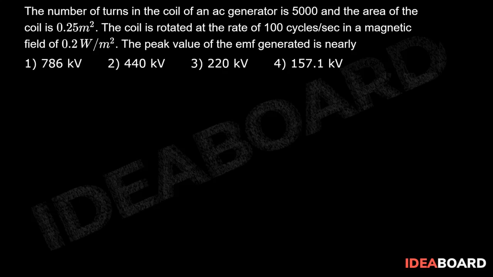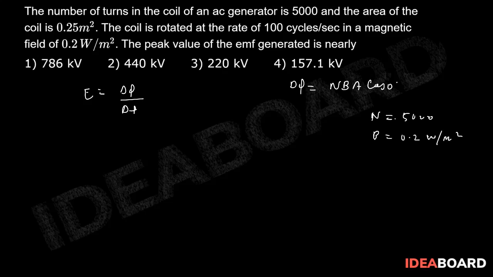So now we know that the EMF will be equal to delta phi upon delta t. Now we know that the flux is going to be NBA cos 0. So N is provided as the number of turns, 5000, B is 0.2 Weber per meter square, and the area of cross section is 0.25 meter square. Now it is rotated at 100 cycles per second.